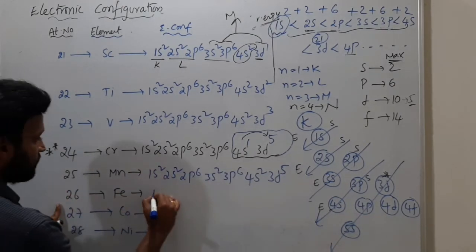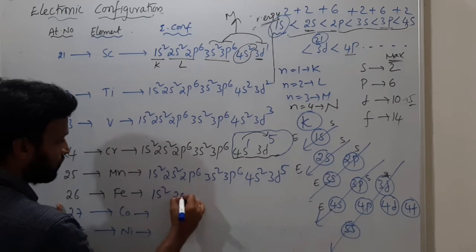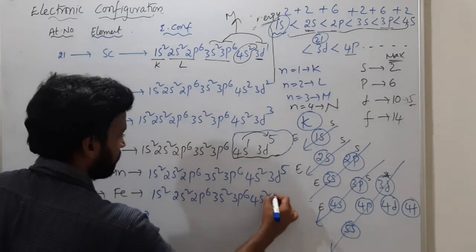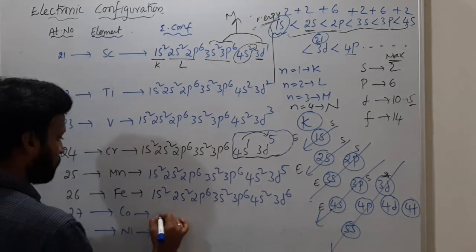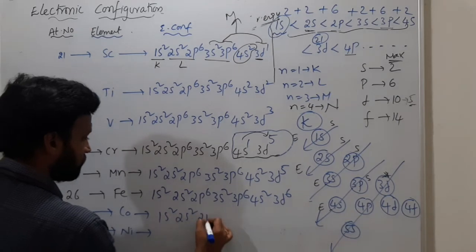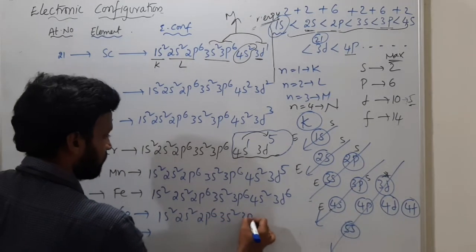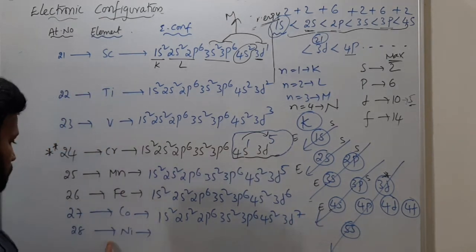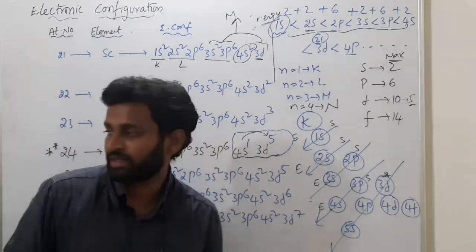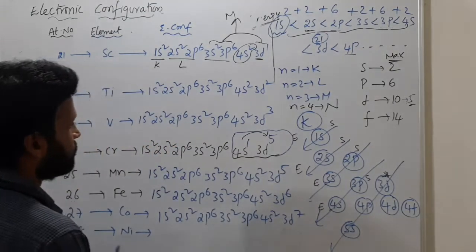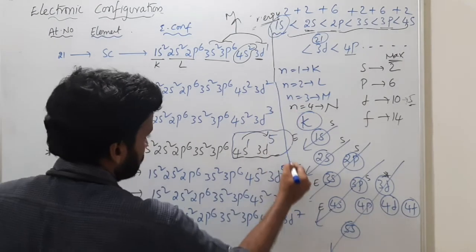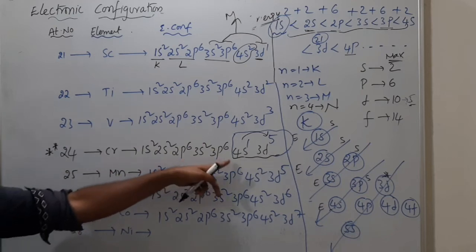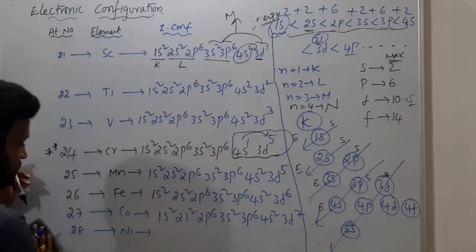Next iron. Same story, you have to increase d. 1s2, 2s2, 2p6, 3s2, 3p6, 4s2, 3d6. Next cobalt: 1s2, 2s2, 2p6, 3s2, 3p6, 4s2, 3d7. Same story for nickel: 4s2, 3d8. Nickel, copper, zinc, so don't get confused. These are the electronic configurations. Take a screenshot and write them down. Chromium is the exceptional configuration there.